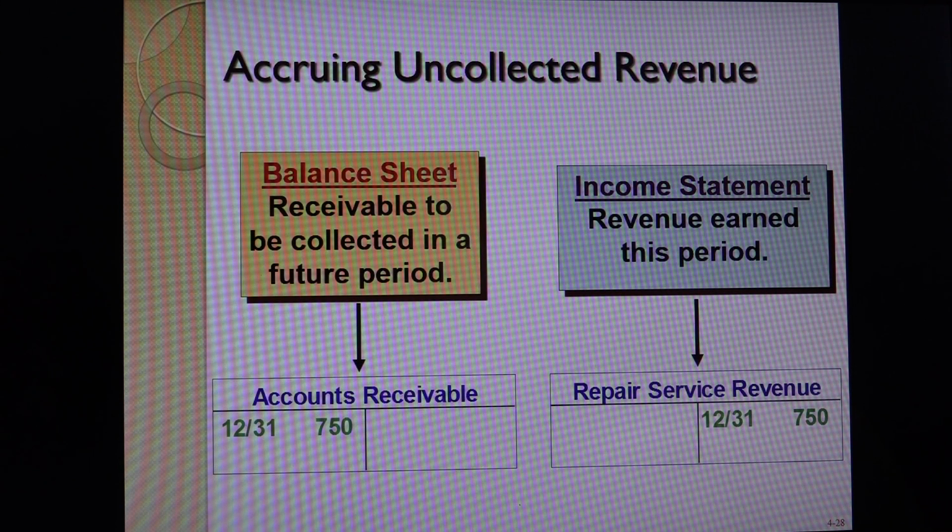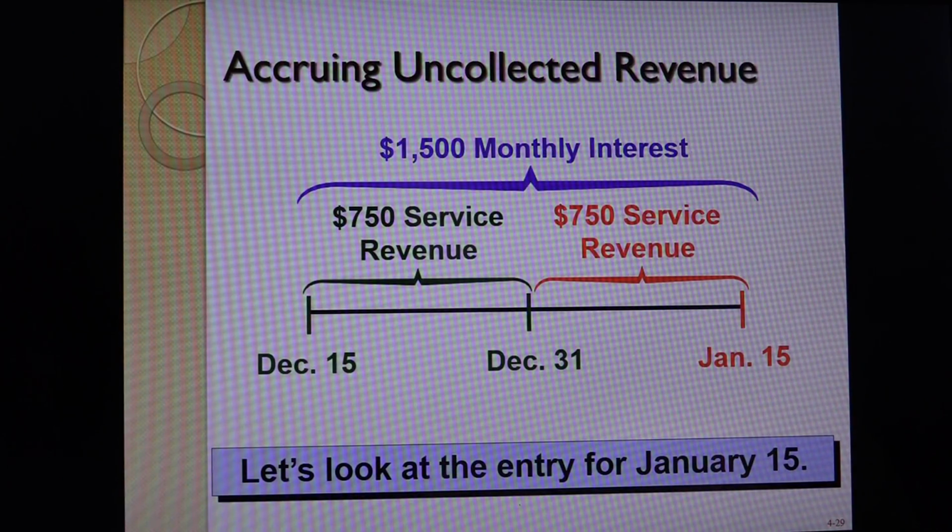So you're booking the revenue in the period that you earn it, not when you receive the cash. And you increase an asset called accounts receivable. Let's say this company pays on January 15 not only the past service revenue they owe, but also revenue for the first 15 days of January.